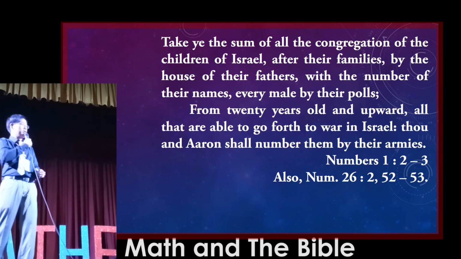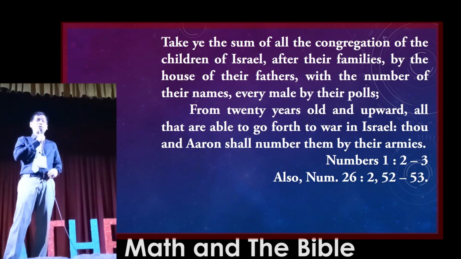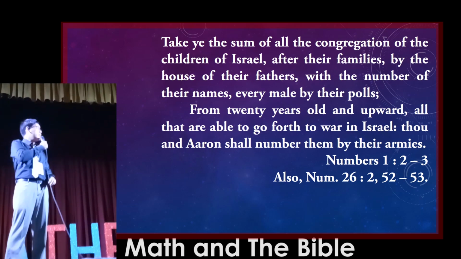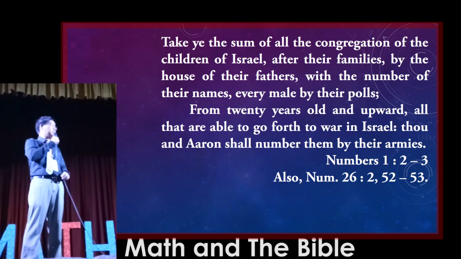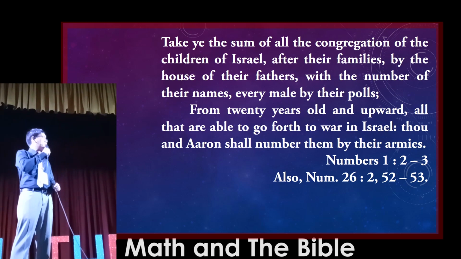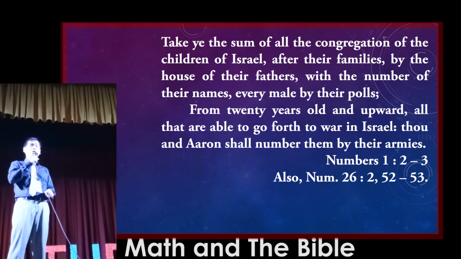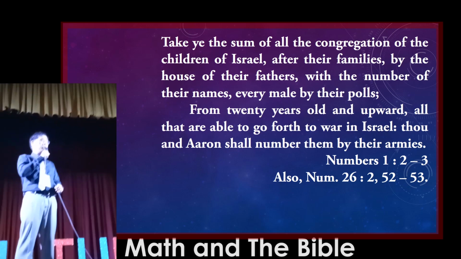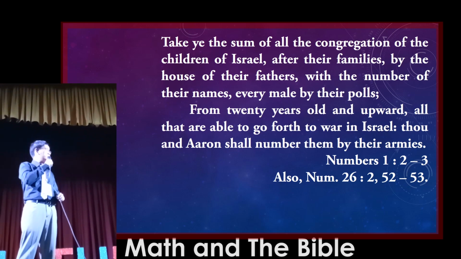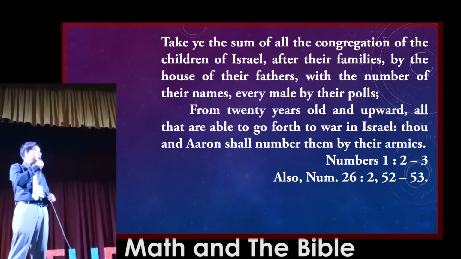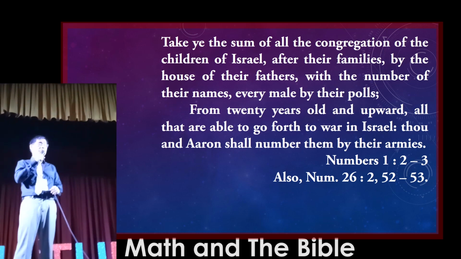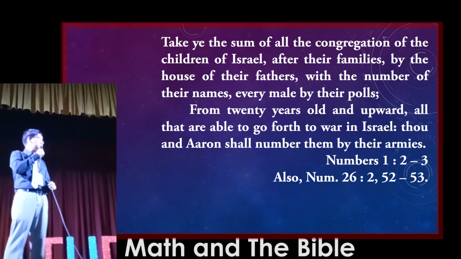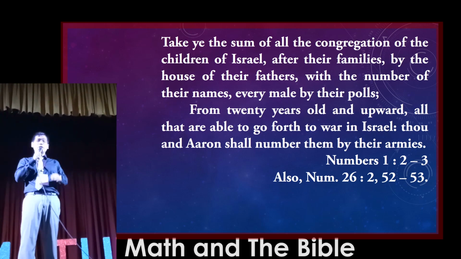In Numbers chapter 1, verses 2 to 3, God is talking in here. Take ye the sum of all the congregation of the children of Israel, after their families, by the house of their fathers, with the number of their names, every male by their polls, from 20 years old and upward, all that are able to go forth to war in Israel. Thou and Aaron shall number them by their armies.